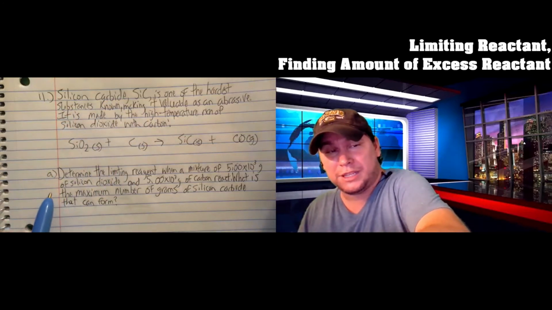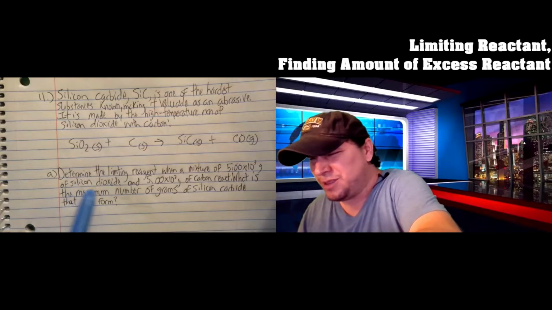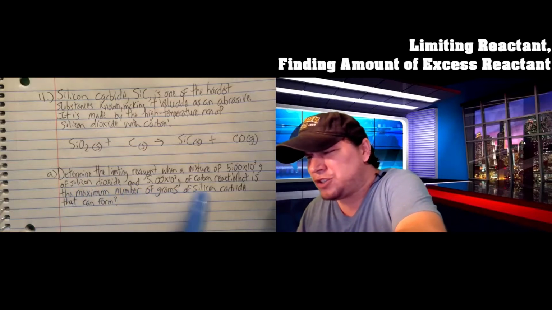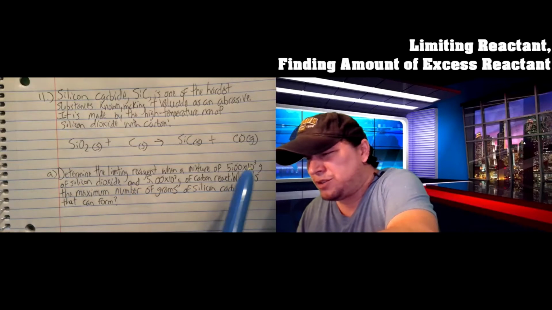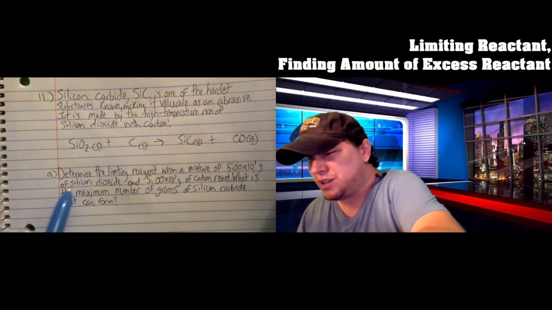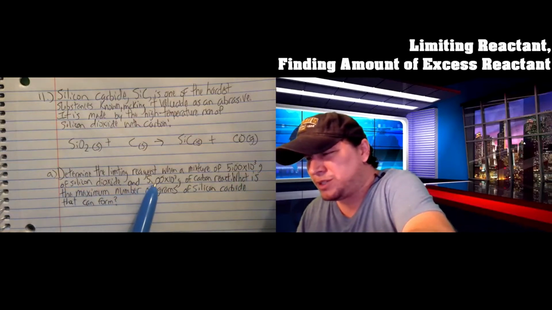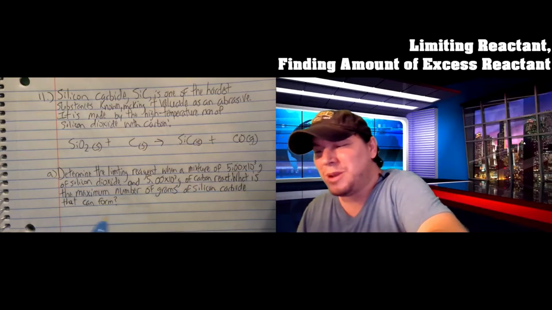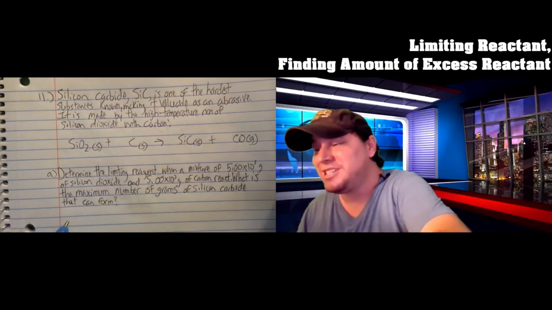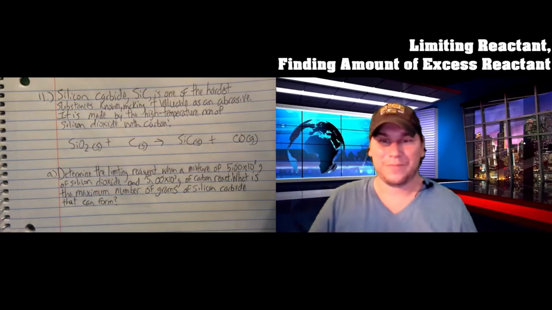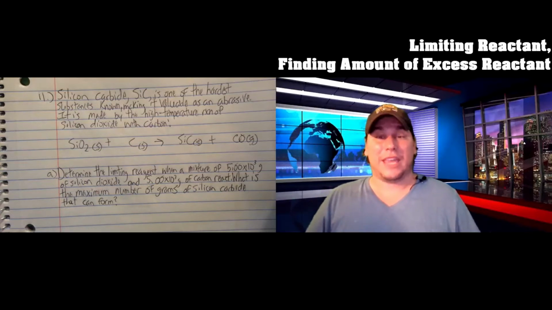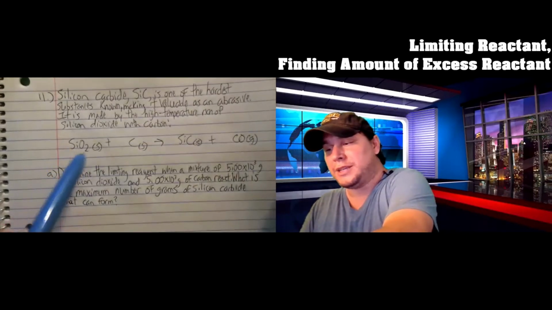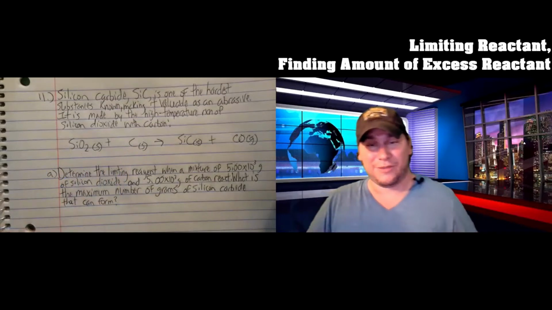Now, let's get to the actual problem. Determine the limiting reagent when a mixture of this amount, 5.00 times 10 to the third grams of silicon dioxide and 5.00 times 10 to the third grams of carbon react. What is the maximum number of grams of silicon carbide that can form? So to get the answer to this problem, we first need to find which of these species, either silicon dioxide or carbon, is a limiting reactant.